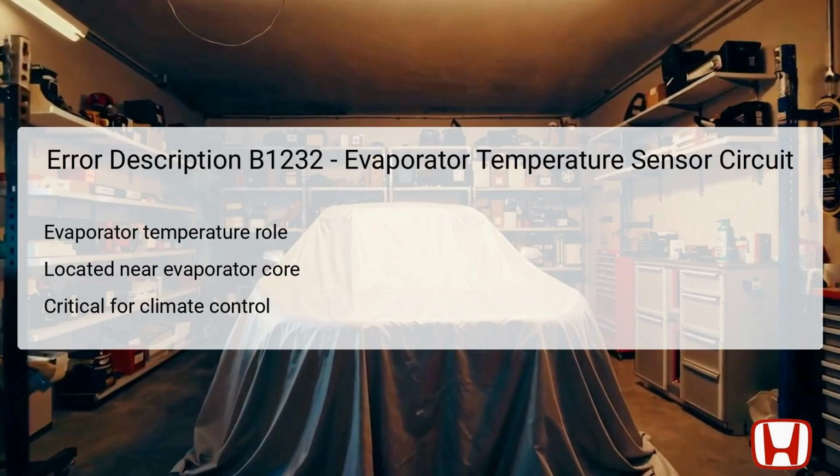This sensor is positioned close to the evaporator core, which is a crucial component of the air conditioning system. A malfunction here can cause the climate control unit to operate inefficiently, leading to insufficient cooling or heating inside the vehicle. Additionally, incorrect data sent to the climate control system can result in further complications, necessitating immediate inspection and repair to minimize discomfort and ensure operational reliability.